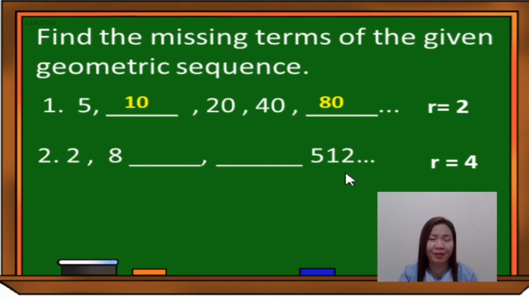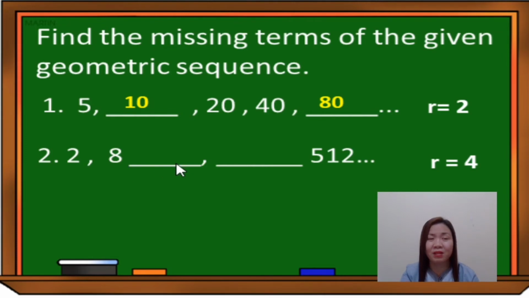How? Okay, how do we get the common ratio? By using number 8 and number 2. So 8 divided by 2, the quotient is 4. And then what are we going to do with 4? So 2 times 4, the product is 8.